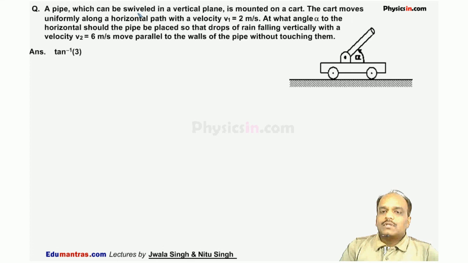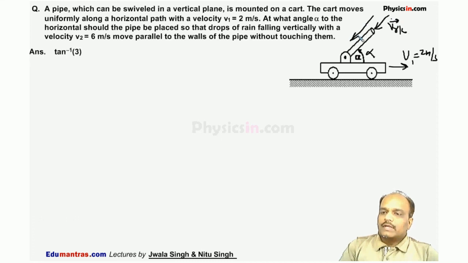A pipe which can be moved in a vertical plane is mounted on a cart. The cart moves uniformly along the horizontal direction with a speed, this is the speed of the cart, v1, that is equal to 2 meters per second. At what angle alpha, we have to find this angle alpha, to the horizontal should the pipe be placed so that a drop falling vertically with velocity 6 meters per second moves parallel to it. So this is the velocity of the rain with respect to this cart.